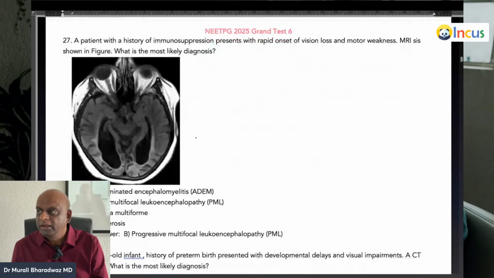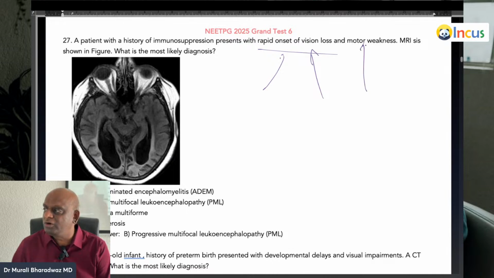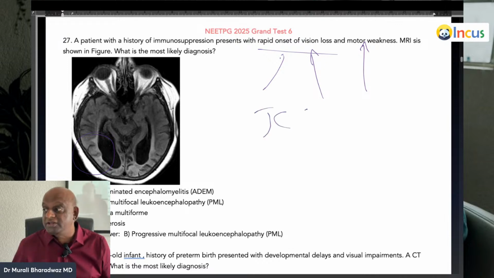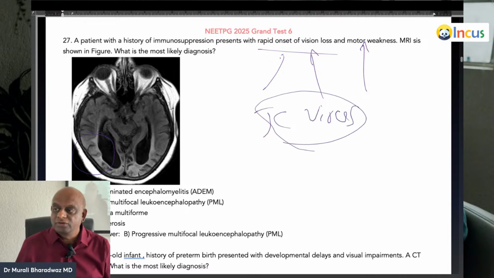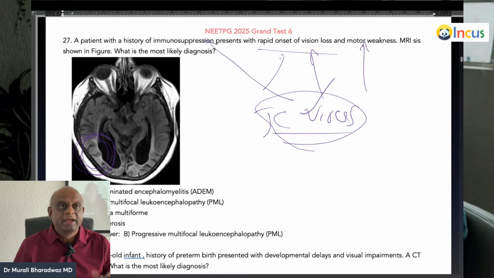Now, a patient has a history of immunosuppression, presents with a rapid onset of vision loss and motor weakness. MRI is showing progressive multifocal leukoencephalopathy caused by JC virus. So it is the white matter disease, leukoencephalopathy. Progressive multifocal leukoencephalopathy caused by JC virus is very common in HIV positive individuals, who are immunosuppressed.